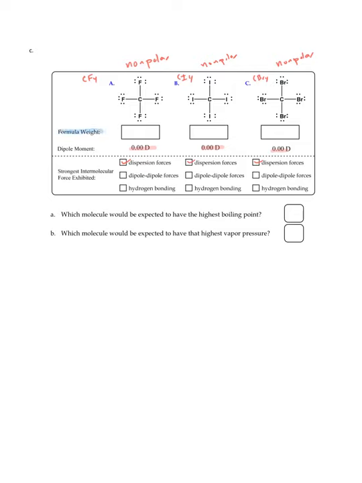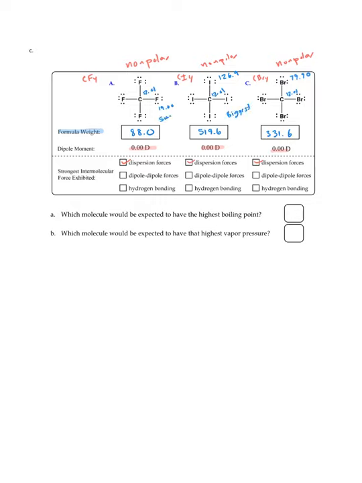And so when I go to calculate formula weight, 12.01 for my carbon, 19 for each of the fluorines times 4. So that gives me 88.0. Here again, 12.01 for the carbon. Iodine is 126.9 times 4 is going to give me 519.6. Here I've got 12.01. Each of the bromines is 79.90. And so that's going to give me 331.6. And so this is the biggest.